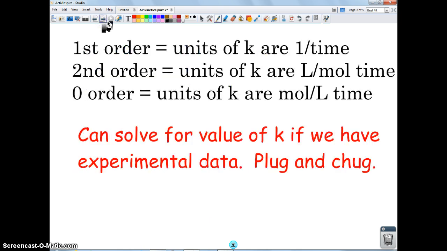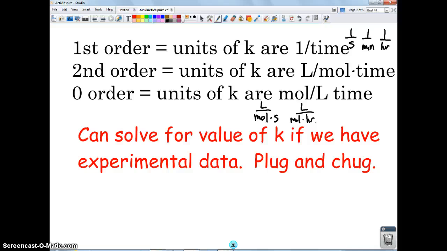K is the proportionality constant. If it's a first order reaction, the units of K are always going to be 1 over the time. That can be 1 over seconds, it can be 1 over minutes, it can be 1 over hours. Whatever the case may be, those will be the units on K for a first order reaction. For a second order reaction, the units of K are always liters over moles times time. So that would be like an inverse of molarity, liters per mole per second, or liters per mole per hour. So it's liters over moles and time on the bottom.